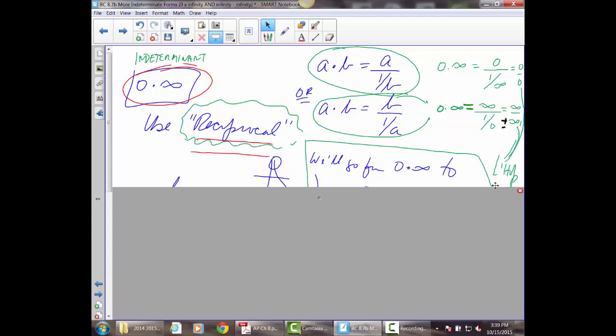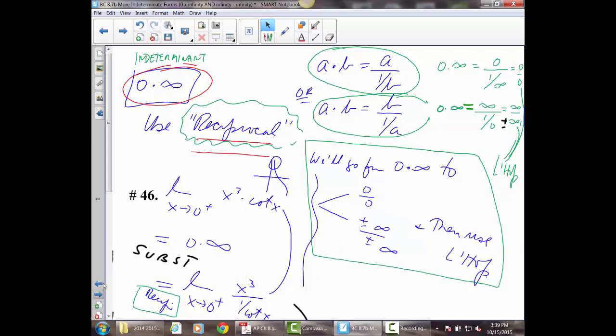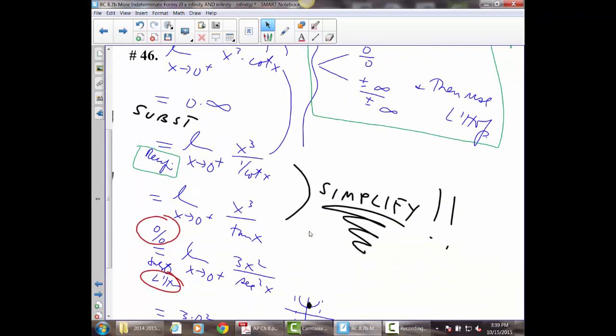Okay? So, here's an example, number 46. What's the limit as x approaches 0 from the right of x cubed cotan x? Well, as far as x cubed, when you substitute, you've got 0 cubed is 0. The limit as x approaches 0 from the right of cotan x. This is the graph of cotan x, so the limit as x approaches 0 from the right would be positive infinity. So we have that special indeterminate form. And what's going to happen is we're going to go from that form to either 0 over 0 or infinity over infinity, allowing us to use L'Hopital's.